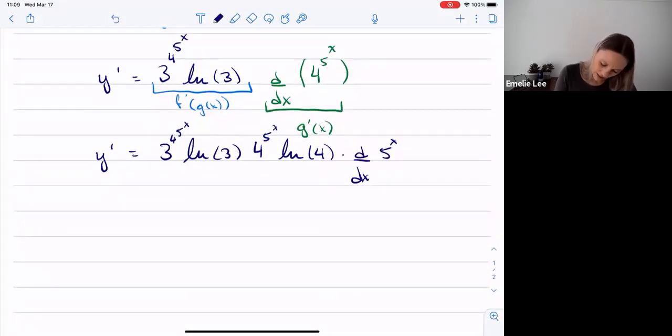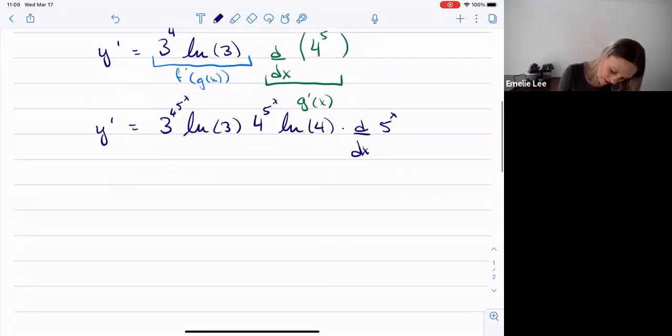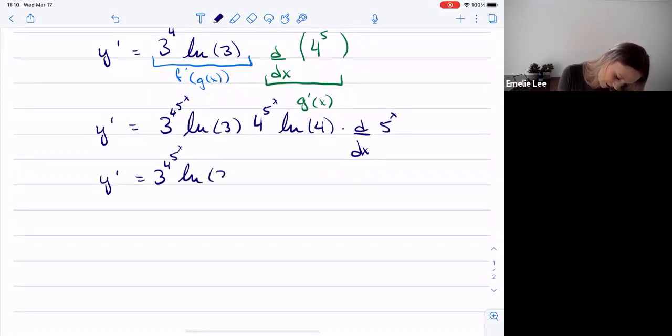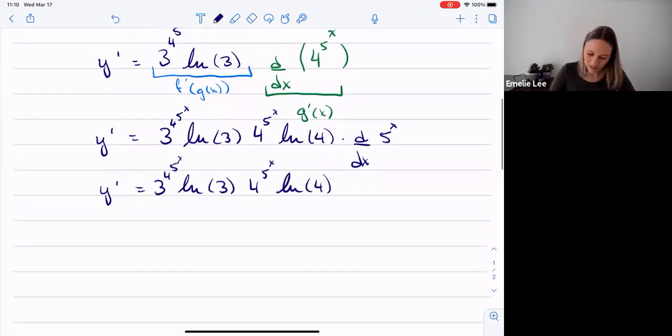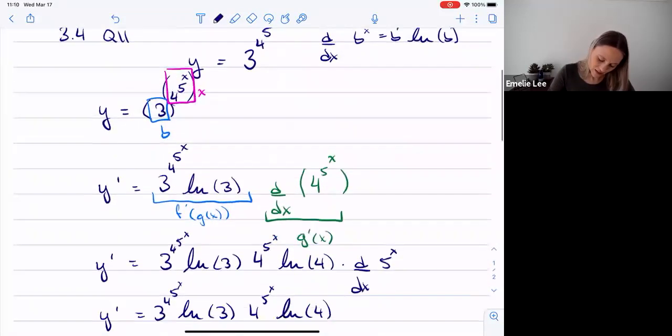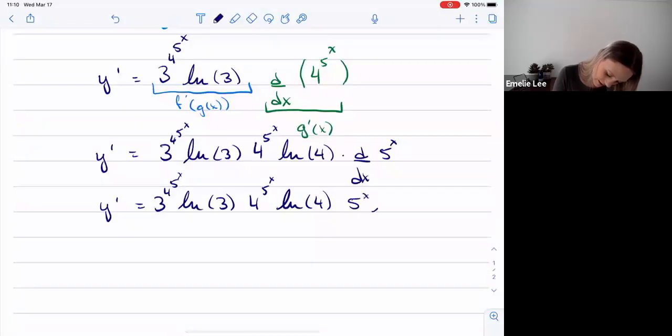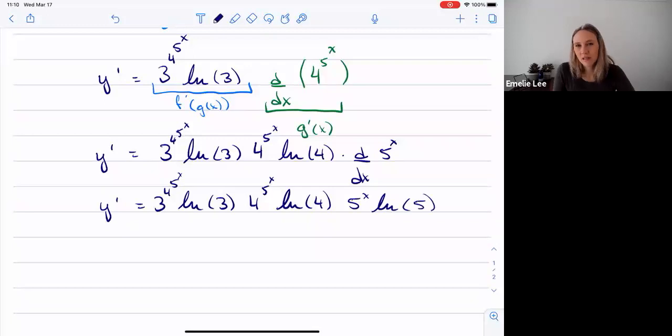There we go. Okay, back. Okay, so then we just have 5 to the power of x. There's no more inside function. The inside function is x. So now we have y prime is 3 to the 4 to the 5 to the x times the log of 3, times 4 to the 5 to the x times the log of 4, times 5 to the x, which is just b to the x. So we have 5 to the x times the log of 5 times the derivative of x, technically, which is just 1, so we don't do that.